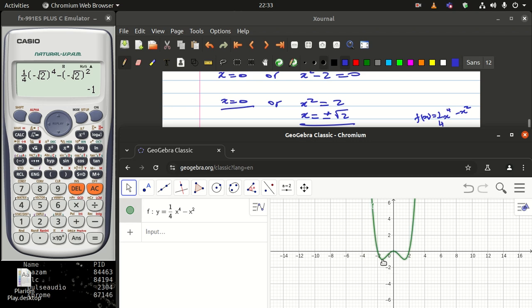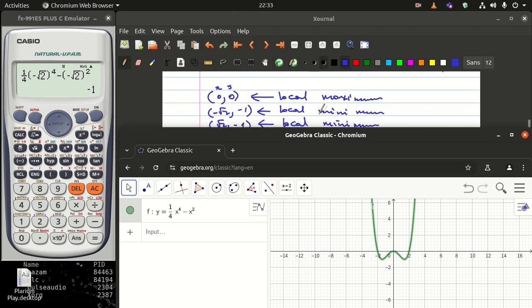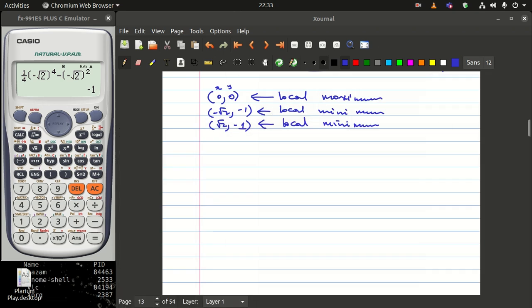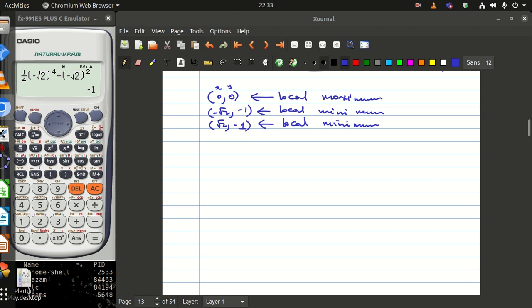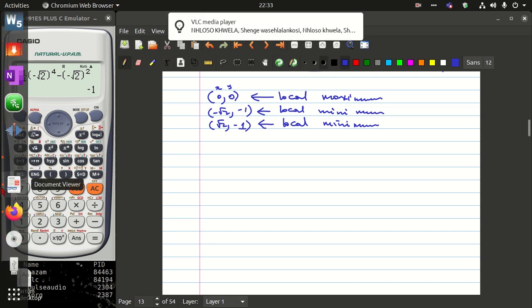So this point here is telling us that at negative square root 2, you can see that we have a local minimum, so there is a minimum there, and at positive square root 2, we have a local minimum, and we have a max at 0. That is what is happening there. So it's one way to find this out using the second derivative test.